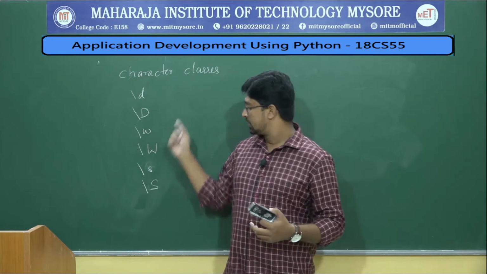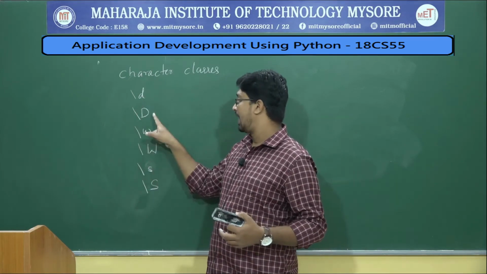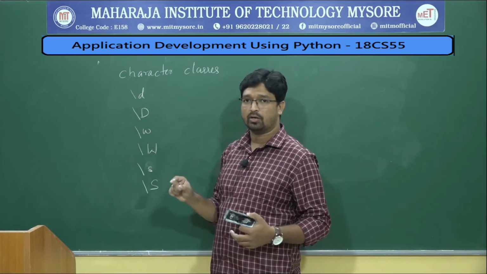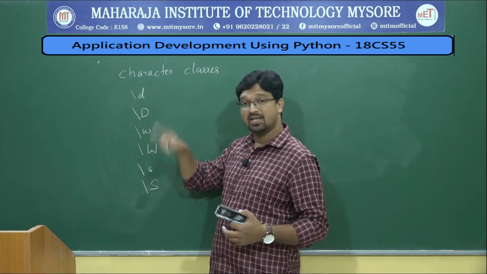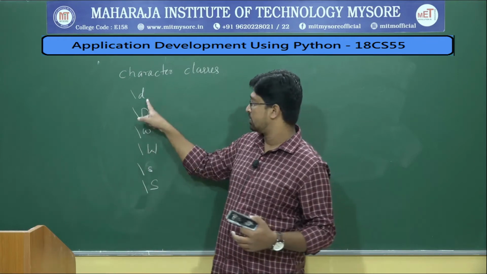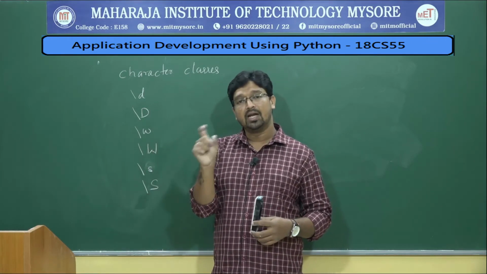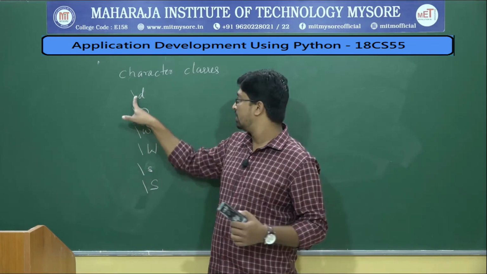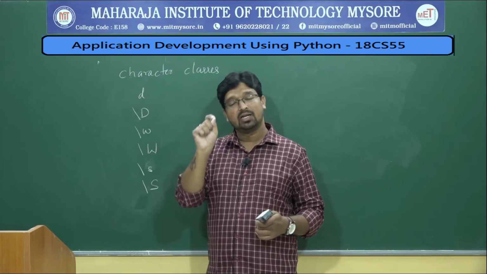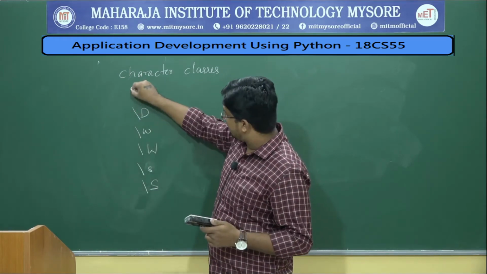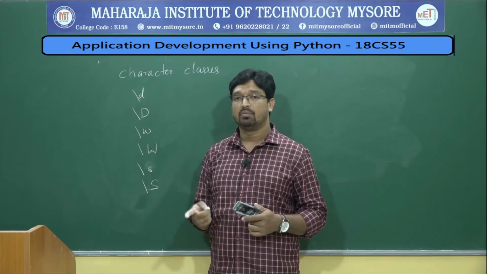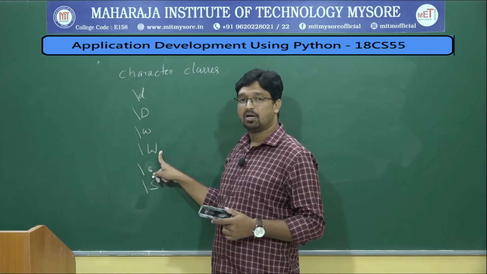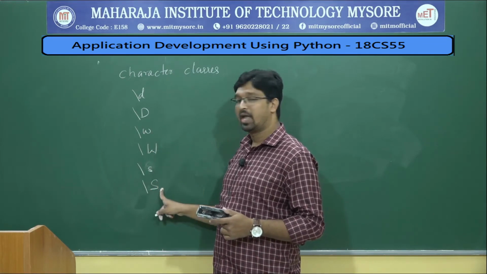For that we have 3 things: small d, capital D, that is backslash small d, backslash capital D. This backslash is important, where we are treating D as a special character. It is an escape sequence. D is not a normal character D. It has got special meaning. For that we are writing a backslash. If you write simply a D, it will match the character D. But if you write backslash d, now it has got a different meaning. So small d, capital D, small w, capital W, small s, capital S.